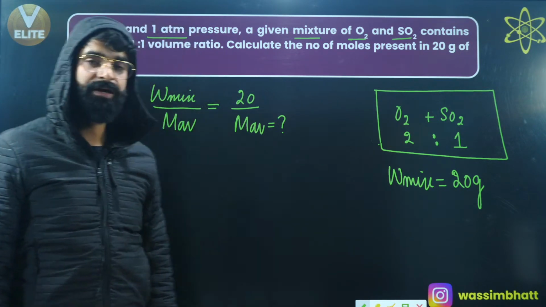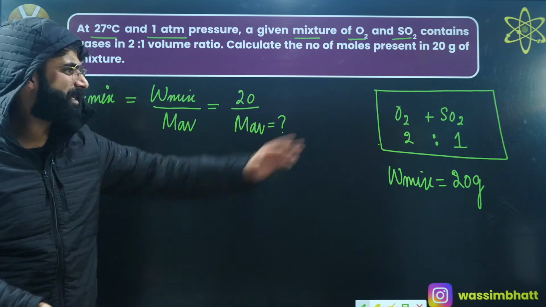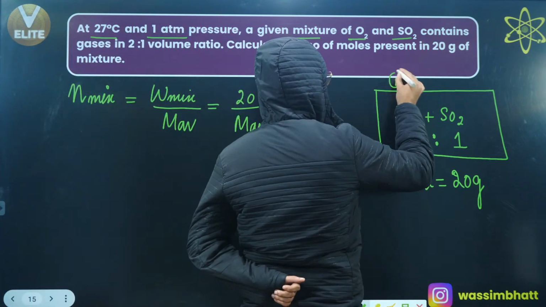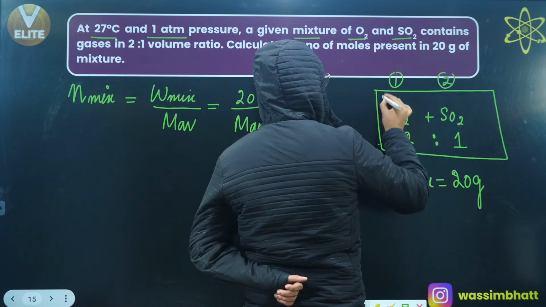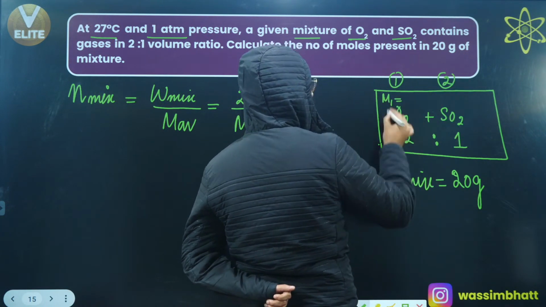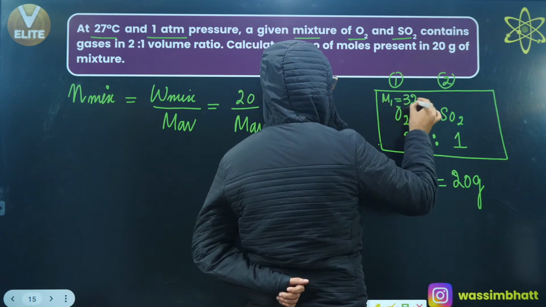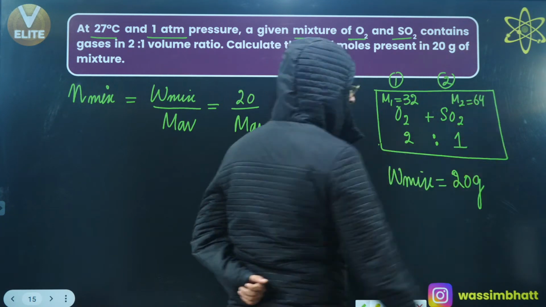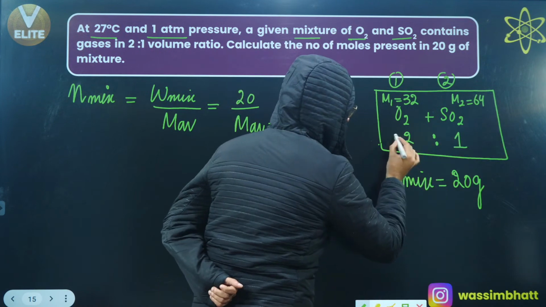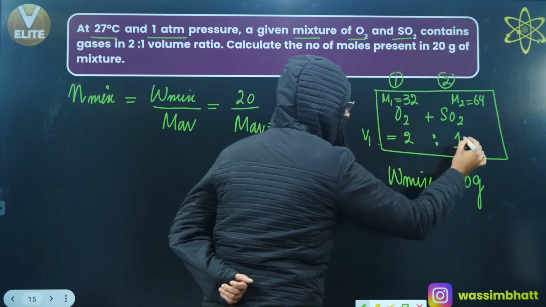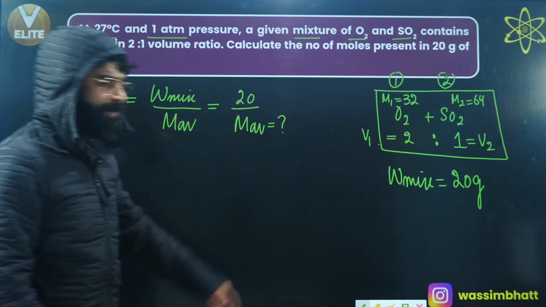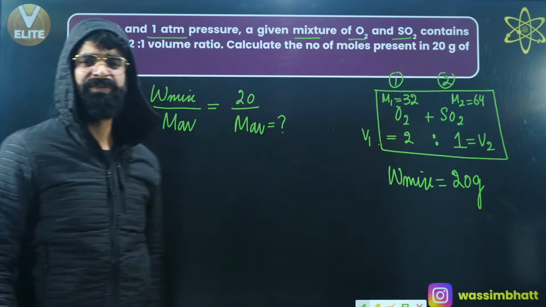Now the point is, how do we calculate the average molar mass of this gaseous mixture? Have a look exactly. Let me call this oxygen as gas 1. Let me call this as gas 2. Do we know the molar mass of gas 1, the molar mass of O2? Absolutely, we know it, 32 grams per mole. The molar mass of gas 2 is 64 grams per mole. We are given their volume ratio as well. I'm directly representing the volume ratio as V1 and V2.